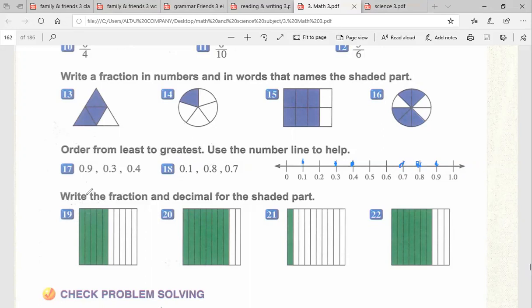Let's go to question 19. It says write the fraction and decimal for the shaded part. Let's look inside the cube, and first we have to count the shaded part. Each box is 10. 1, 2, 3, 4, 5, 6, 7, 8, 9, 10. As I said, each box is 10. So all we have to do is count the shaded part. So this one is 1, 2, 3, 4, 5. So it's 5 over 10.